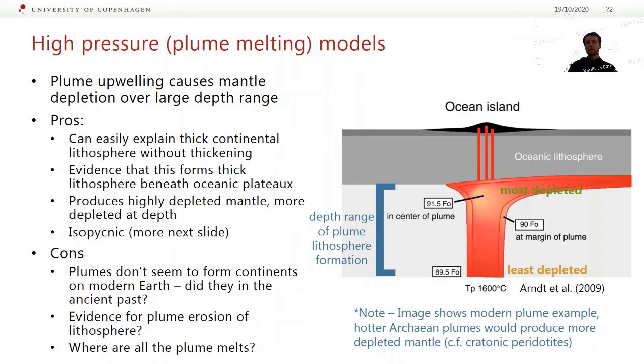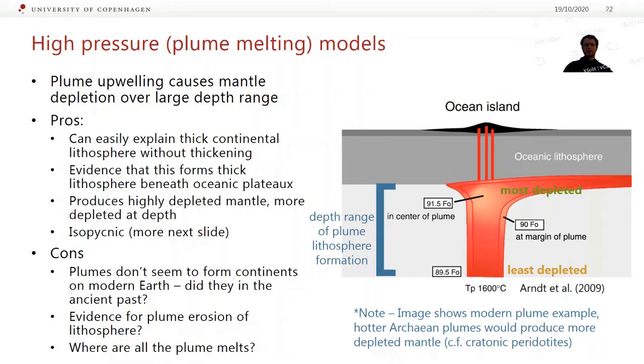On the right is just a schematic diagram of a plume forming beneath oceanic lithosphere, and you can see that as it upwells at the base, you're going to have the least depleted material, and then as it continues to upwell, a greater degree of melting as it depressurizes, and you get the most depleted at the top. This is for a modern plume, so at the top we might get a mantle with an Mg number, or forsterite content, of about 91.5. But if this was happening in the Archean or the early Earth, then potentially it's a lot hotter, you get higher degrees of melting, and we could make much more depleted residues.